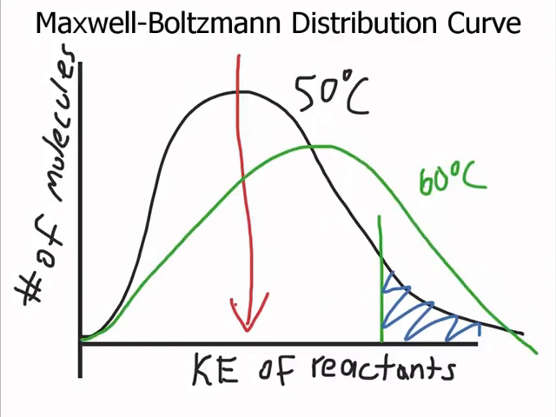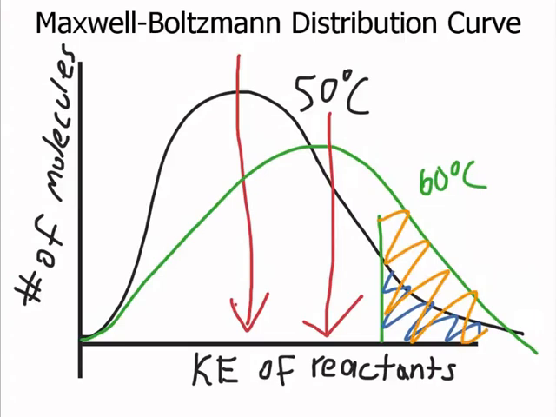Now, we can see that many aspects of this graph have changed. For one, we are able to see that the average kinetic energy of the reaction molecules has increased. They now have more kinetic energy in them. But more importantly, we can see that even more molecules have surpassed this activation energy point. This means that there are more molecules with enough kinetic energy to get over that activation energy in order for the reaction to occur.